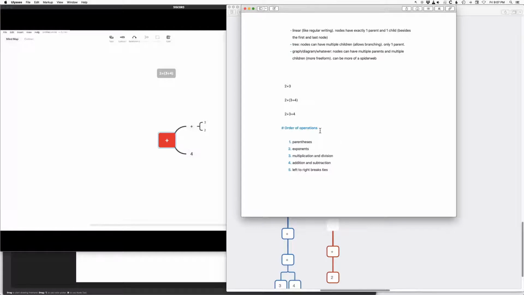Okay, so that makes sense. This is like which things get done first and which things get done last. In this one, the pluses are a tie. They're both number 4, and because they're the same thing, they're always going to be a tie. So then we use left to right to break the tie. Okay, left, right.